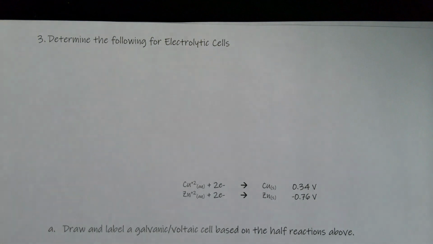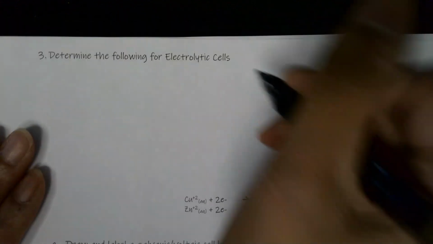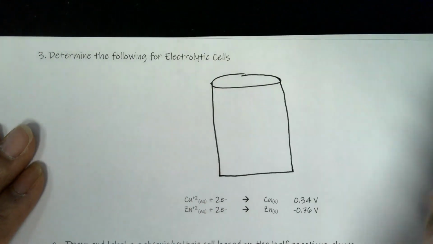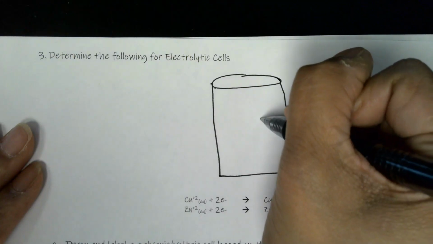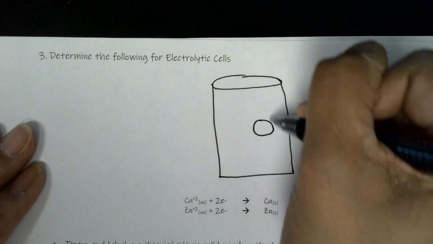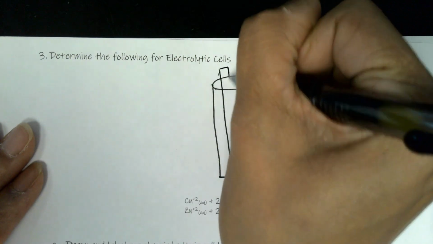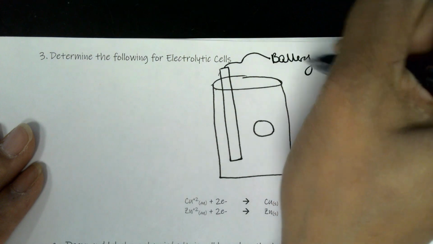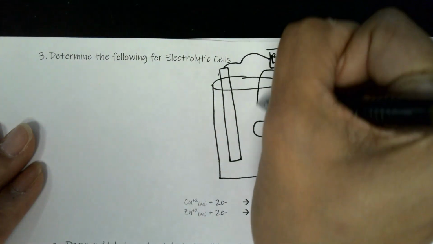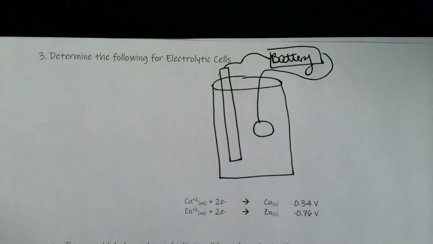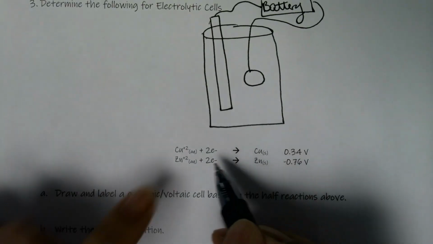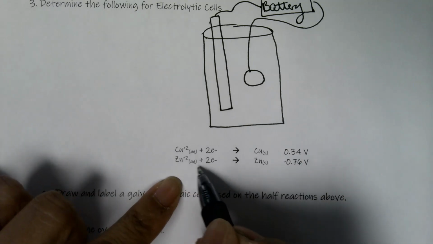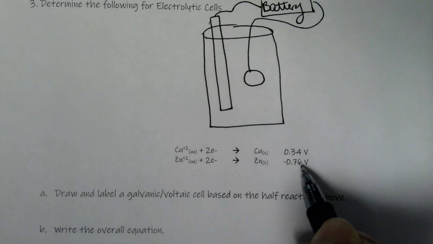Okay, electrolytic cells. Let's draw a model of this. You have your beaker. Let's say you have a coin, right? So whatever that coin is, you have the electrode. We're running out of space. We have a battery and wires that connect the two. So here I have Cu plus 2 and 2 electrons producing Cu solid. There's my voltage. And then I have zinc plus 2 electrons producing solid zinc, and that's its voltage.